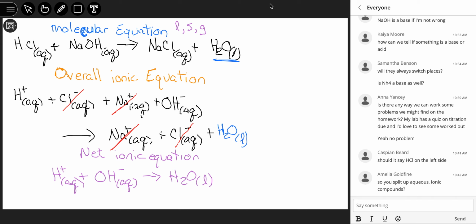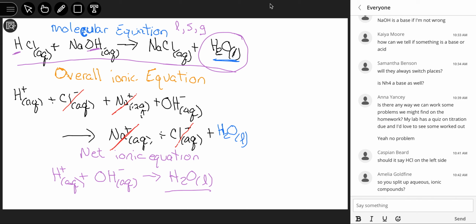Now, if you look at this equation right here, there's only one thing that doesn't get separated. That. So you know that's going to be your product. And there are only two things on the left that lead to that. That would be the H and the OH. So you can actually get to the net ionic equation without ever having to go through the overall ionic equation. But it's good to be able to know how to go from the beginning all the way through these problems.